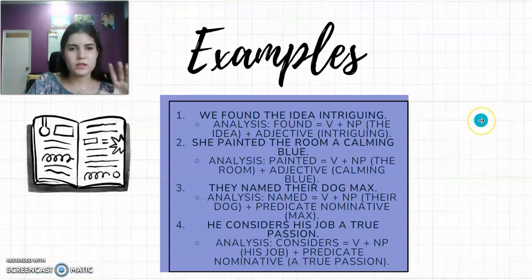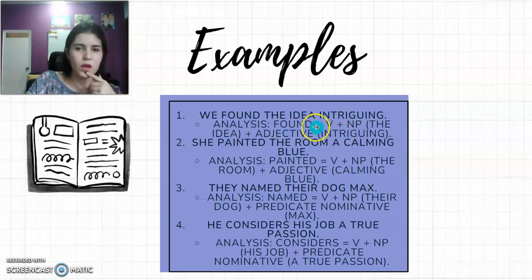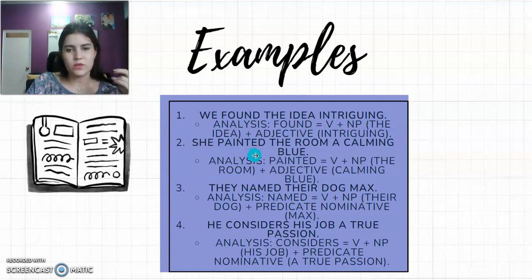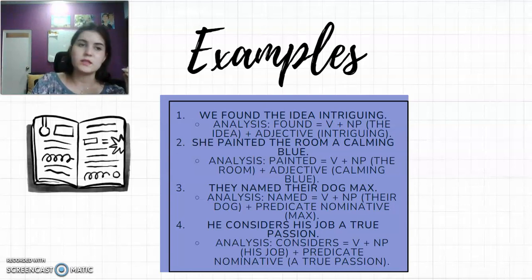So we're going to find here examples. We found the idea intriguing. The analysis: found is a verb plus the noun phrase the idea, and an adjective, intriguing. She painted the room a calming blue. Analysis: painted is the verb, and the noun phrase the room, and the adjective is calming blue. They named the dog Max, and the analysis is named plus verb plus the noun phrase the dog plus predicate nominative, which is Max.